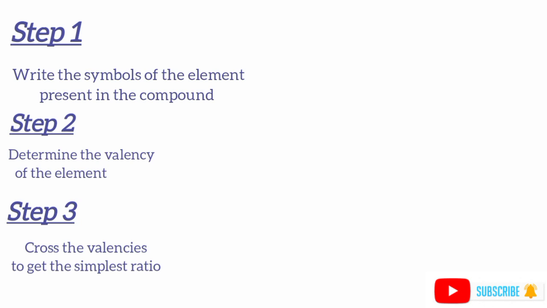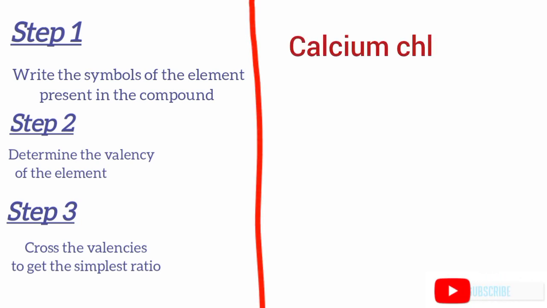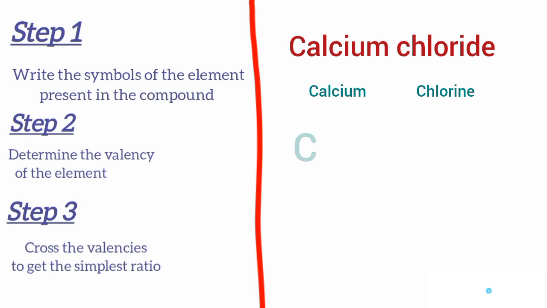Now, let's take this example. How do we write the chemical formula for calcium chloride? Following the steps we highlighted, the first thing we need to do is to write the symbols of the elements which form the compound. In calcium chloride, there are two elements, which are calcium and chlorine. The chemical symbol for calcium is Ca, and the chemical symbol for chlorine is Cl.